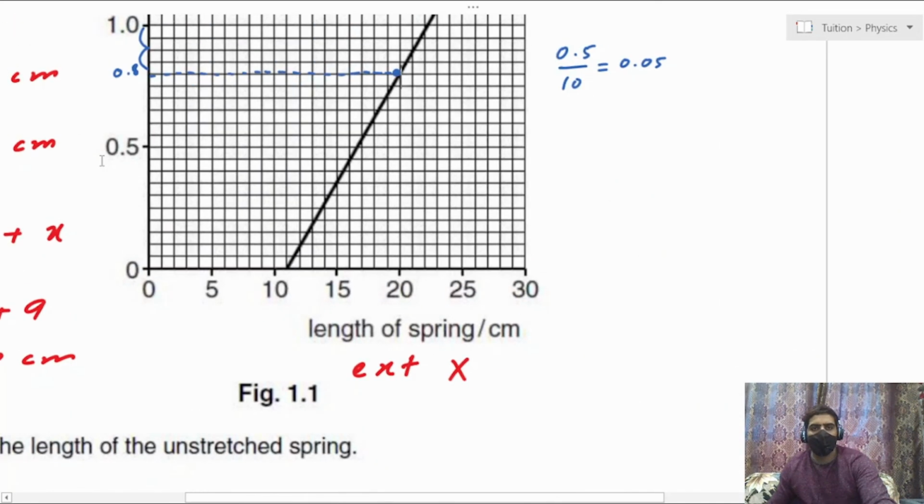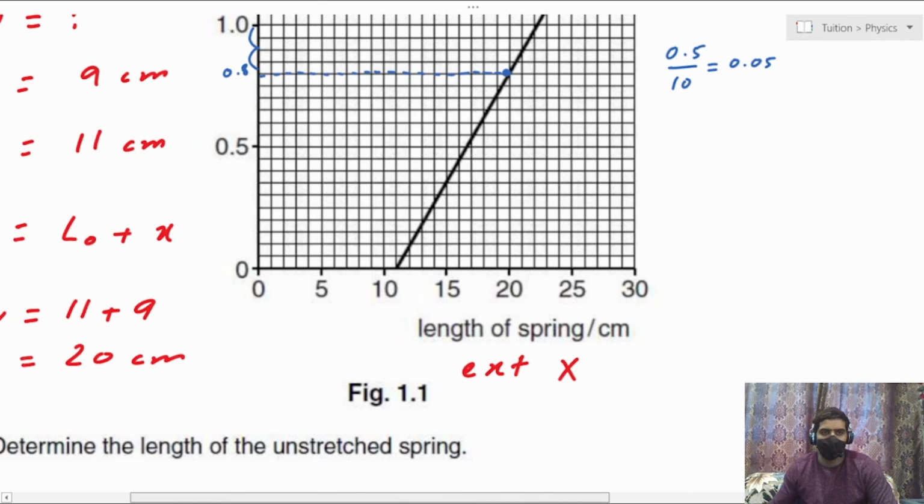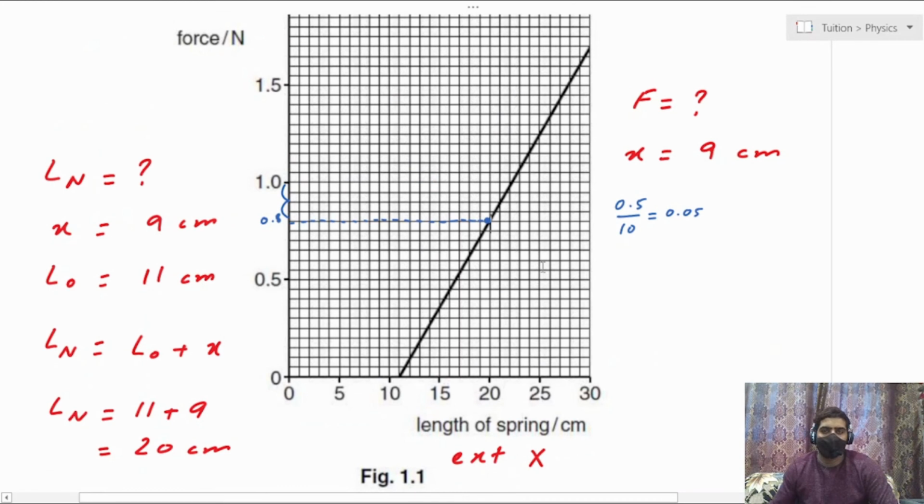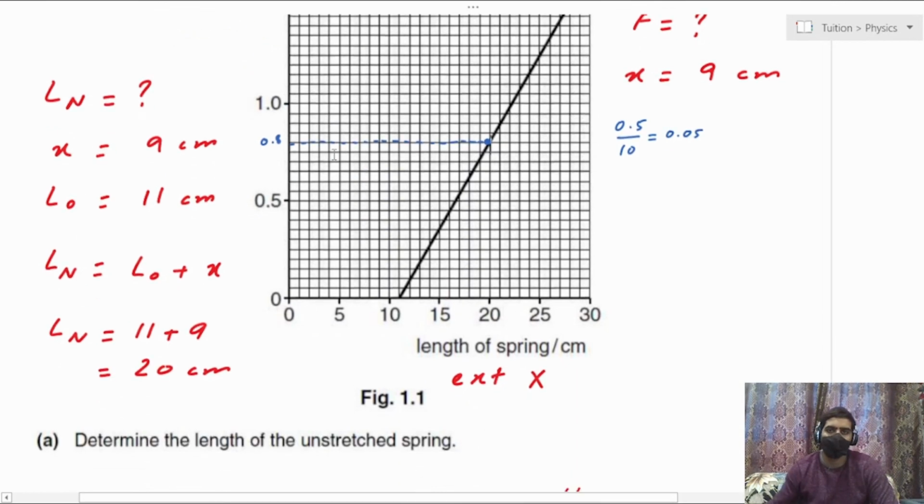Right, so all we had to do was to refer to figure 1.1, and against the extension of 9 centimeter we calculated that the new length of the spring would be 20 centimeter, and against the new length of 20 centimeter, the force has to be 0.8 Newton. 0.1 after every two lines.